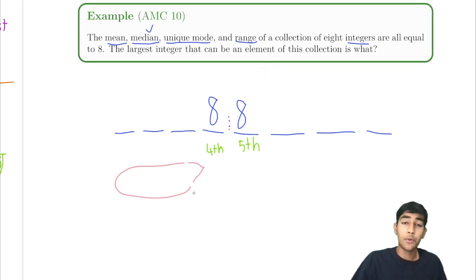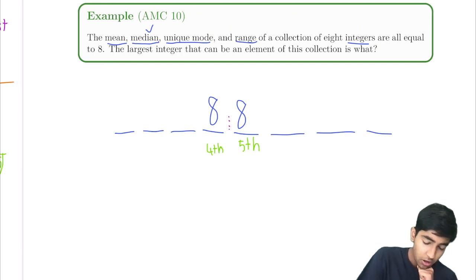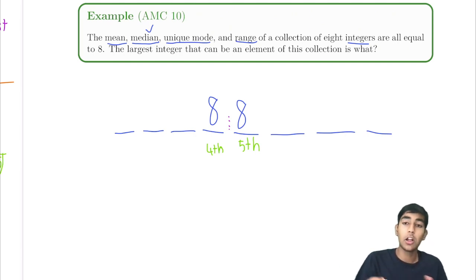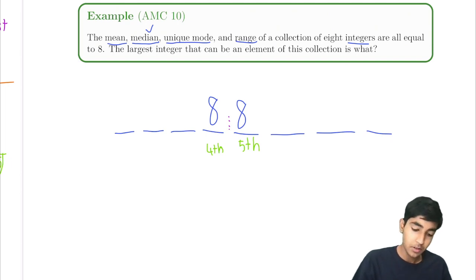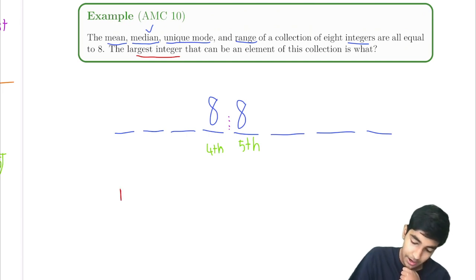Now let's focus on range. Range 8 means largest minus smallest is 8. So what are the possibilities then? Oh, but we're looking for the largest possible integer. Interesting. So you can have something like 1, 9.